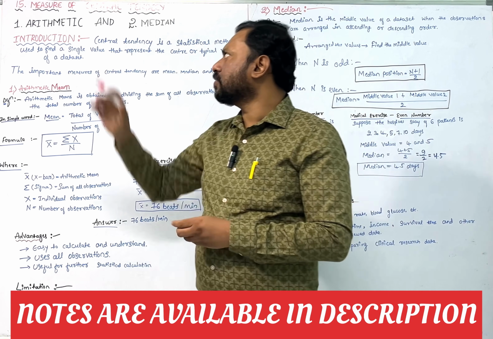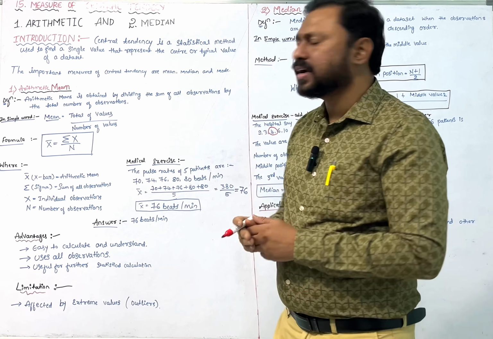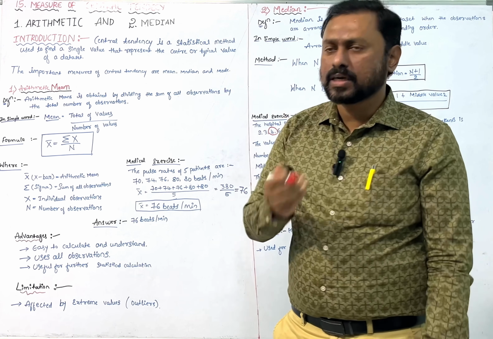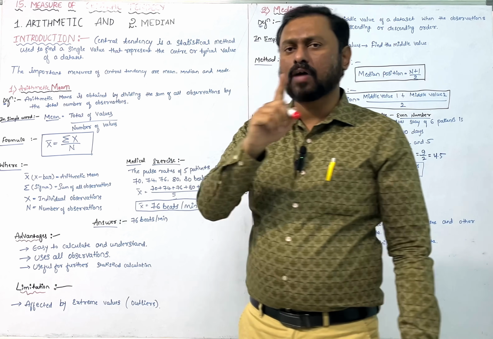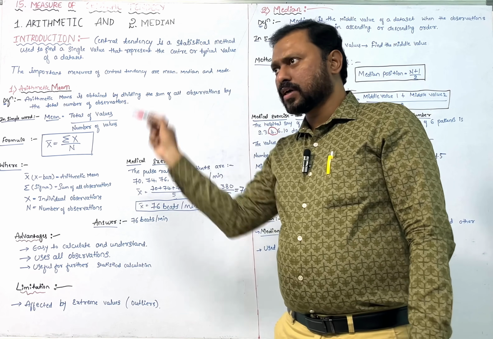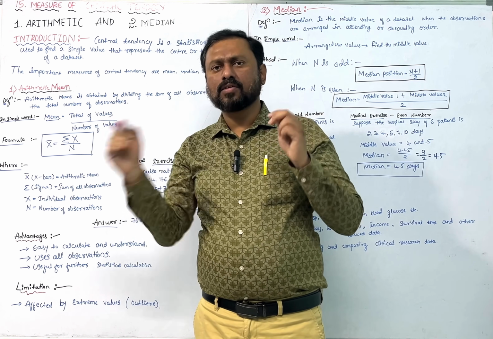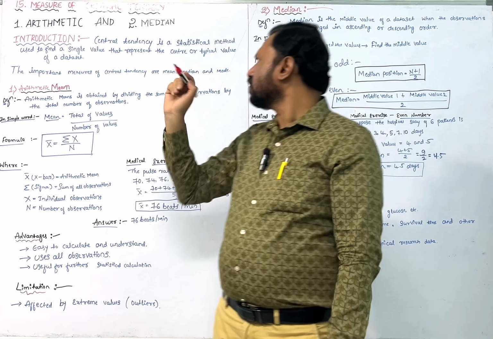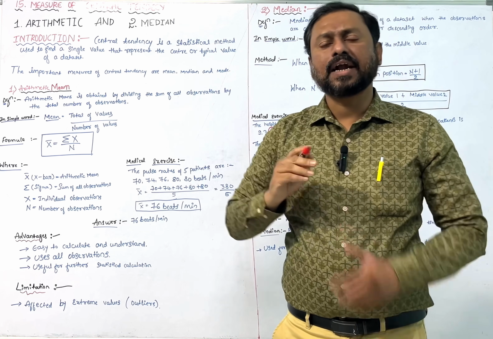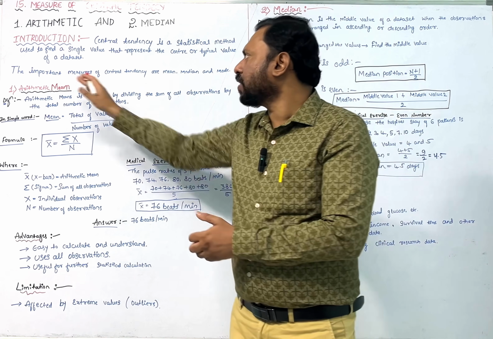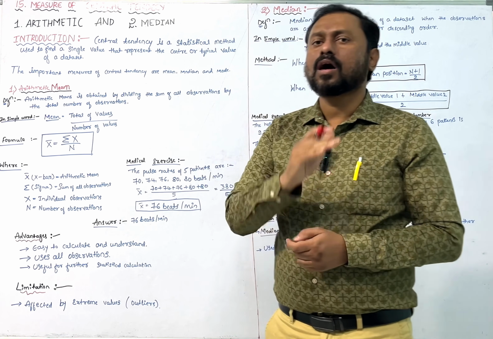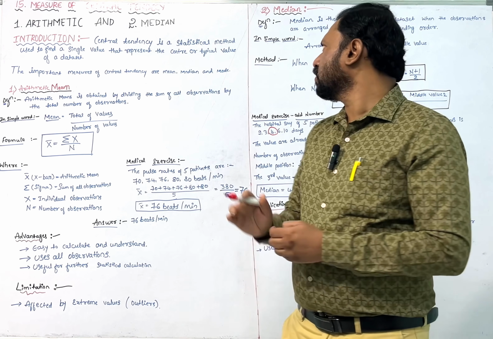Now, first of all, the introduction: what is meant by central tendency? Central tendency is a statistical or mathematical method used to find the single value that represents the center. Whenever you arrange the data in ascending or descending order, that center value is the central and typical value of the data set. This is called central tendency. The most important measures of central tendency are mean, median and mode.